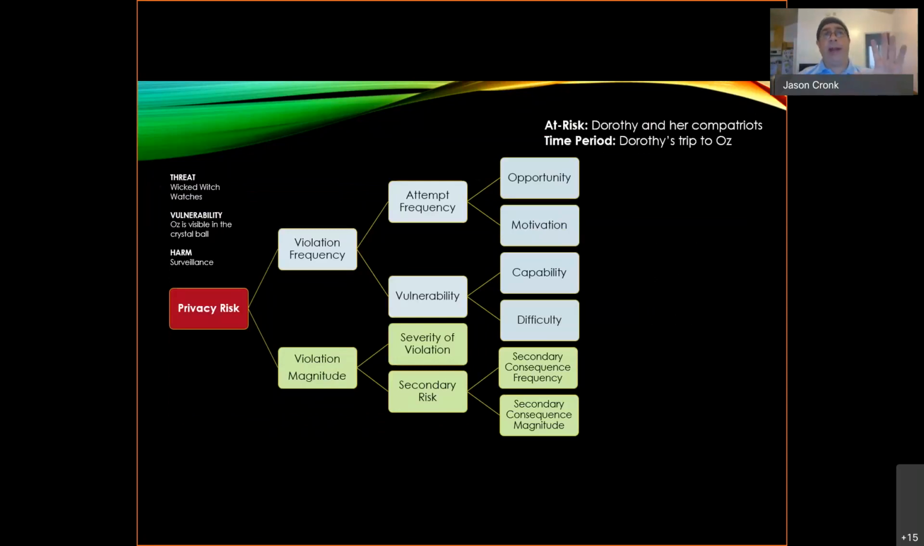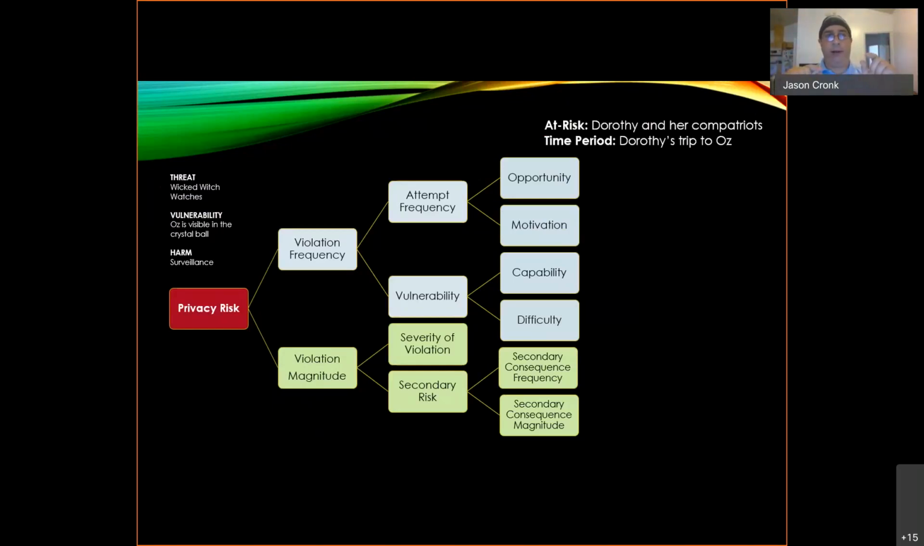Now, these are the breakdowns of the factors of FAIR privacy risk. Again, on the left side of the screen, I just repeat the threat, vulnerability, and harm for our information. Kind of at the top right is Dorothy and her compatriots are at risk, and the time period is Dorothy's trip to Oz.